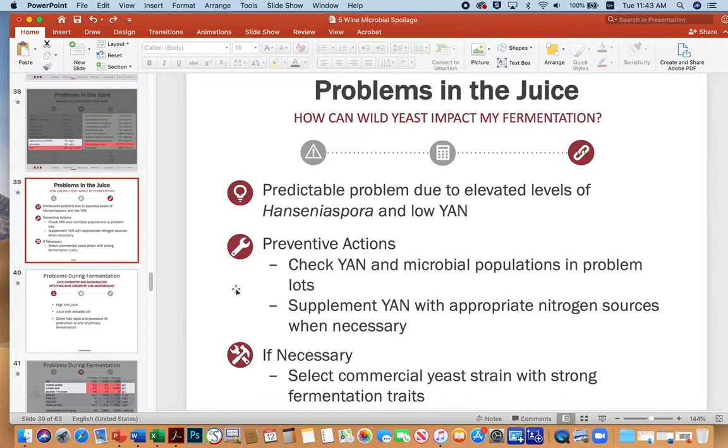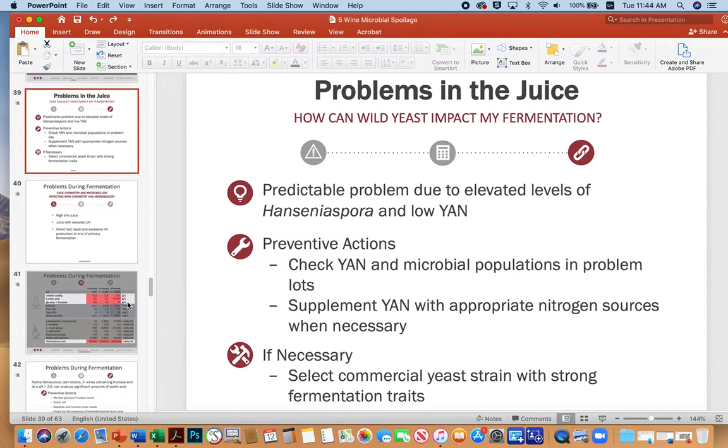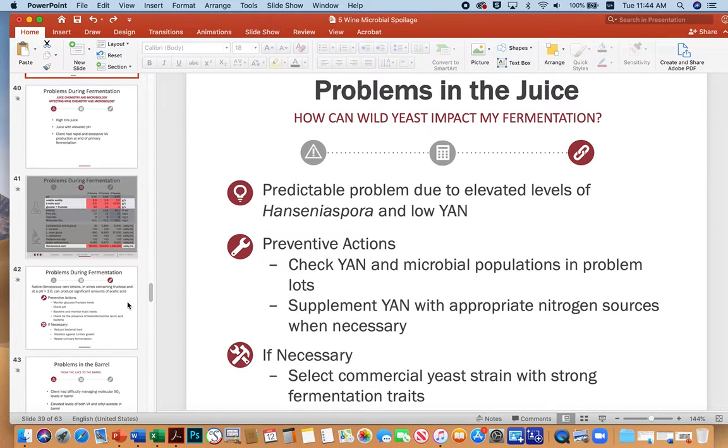and produce this undesirable end product. Then, some of the preventative checks: obviously using a commercial yeast strain with strong fermentation traits, it's not going to let you down if YAN levels get a little too low, for example. And of course, supplementation. Once you know the chemistry is a little bit off, you can always supplement with diammonium phosphate or something just to get the nitrogen levels up to give your primary fermenters a bit of a head start.